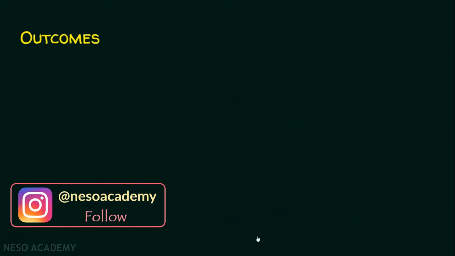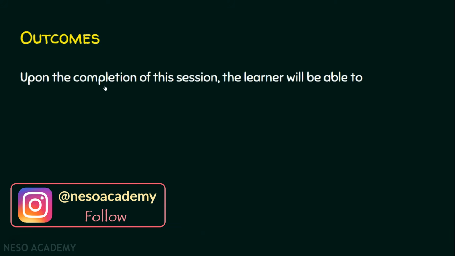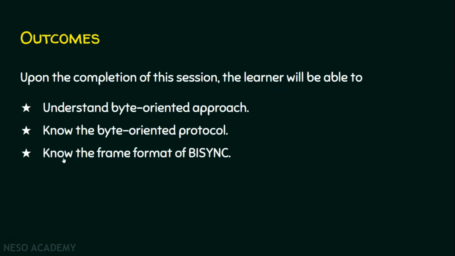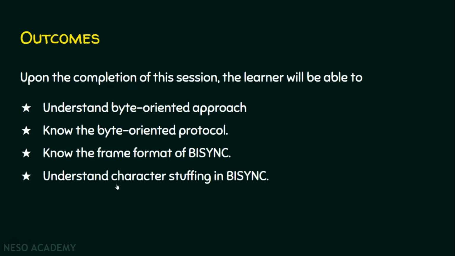In today's session, we have 4 outcomes. Upon the completion of this session, the learner will be able to: outcome number 1, understand byte-oriented approach. Outcome number 2, know the byte-oriented protocols. Outcome number 3, we will know the frame format of BISYNC. And finally, we will understand what is character stuffing in BISYNC protocol.